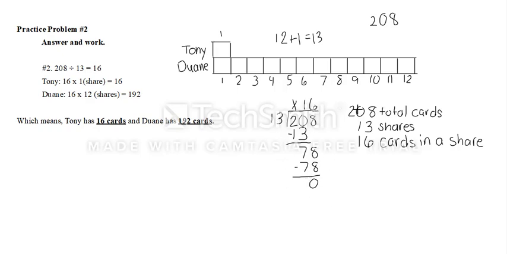Thinking about what everything means, it's 208 total cards, 13 shares, 16 cards in each share. So 16 here, 16 in each of these. After I do that, I had to end up multiplying to see what Tony got. He had 1 share, which is 16. Dwayne had 12 shares. That means 12 times 16, it's 192. Therefore, that's my answer.